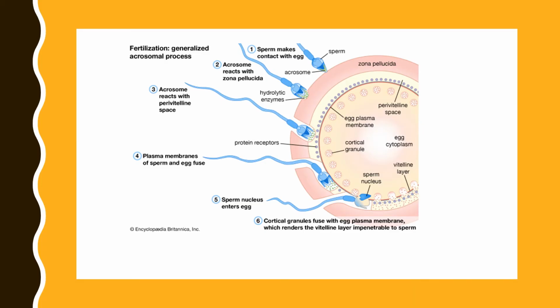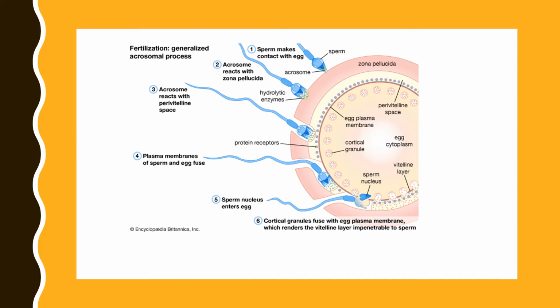So in this cartoon, what you're seeing is the generalized acrosomal process. At point number 1, you can see the sperm makes contact with the egg, and you can see the green highlight on the head of the sperm there. That's the acrosome, a specialized structure that contains some of these enzymes. So the receptors bind to the zona pellucida, then you get that acrosomal reaction that I was talking about.